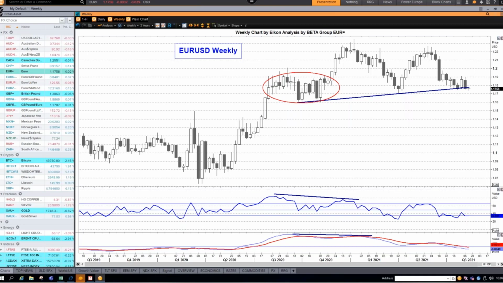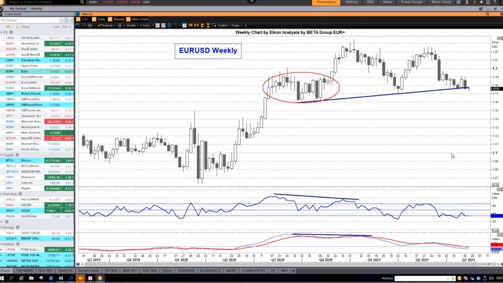Classically measuring from the head to the neckline there, that's 6.5 big figures. So the implication of the break of the neckline would be 6.5 big figures down, which would take us right down to 111 here. So, you know, I have to say it, it sounds outrageous to say it, but there's a big threat here of a big burst up against the biggest currency against the US dollar, and the threat is right now.